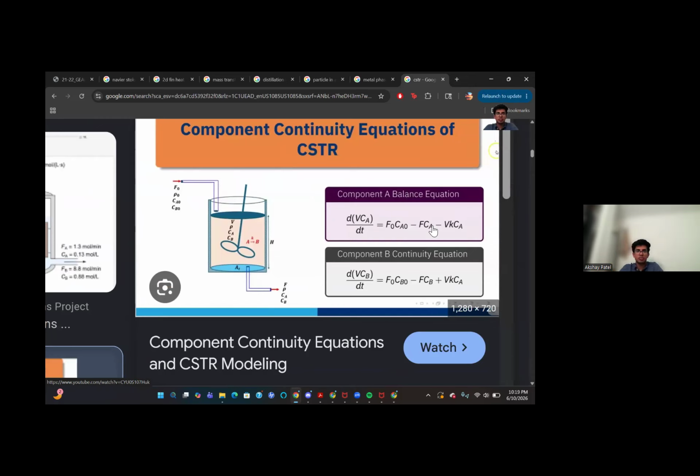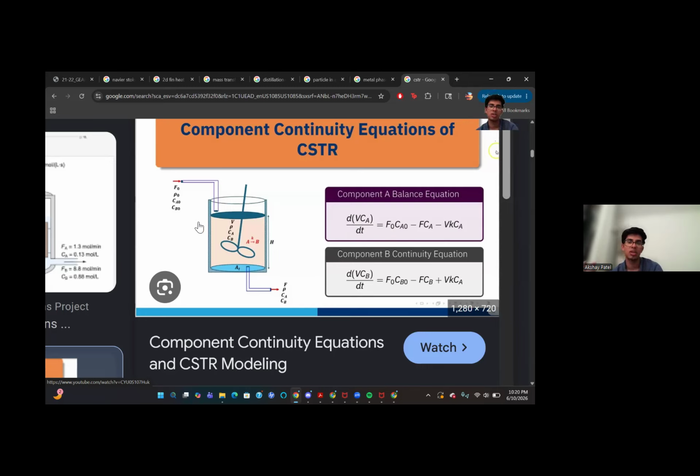Okay, so your volume times concentration over time. What is that? The volume of reactor, concentration is your number of moles of reactant A over volume. So basically it's just the number of moles of A over time. So how is that changing? Your moles of A over time.